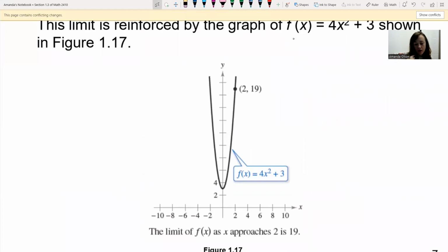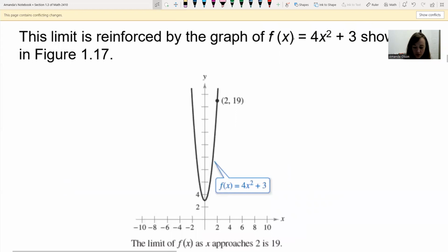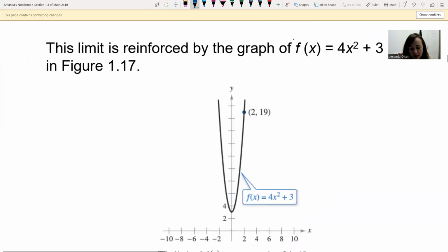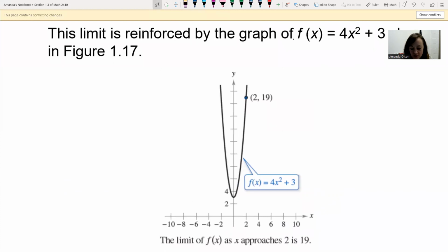And if you're a visual person, you might be curious what the graph looks like. If you were to graph the function f of x equals 4x squared plus 3, you would see it looks like this open parabola, and it's defined when x equals 2. You can see that point, and of course it equals 19, so the limit and the function value again agree. It's not a very interesting situation, but you can still talk about limits even at places where a function is defined.